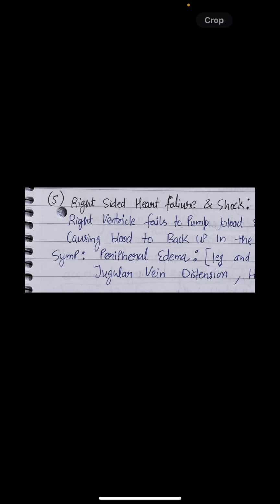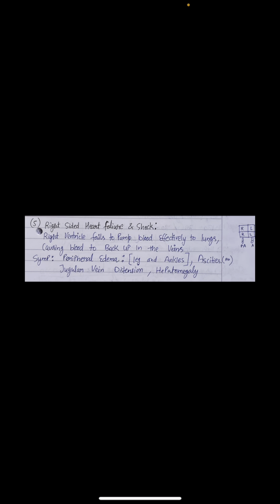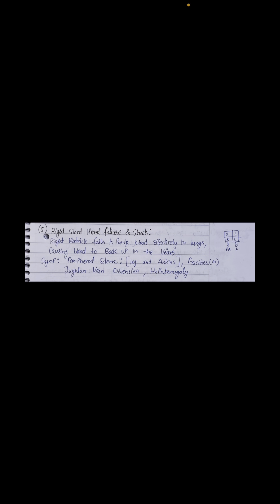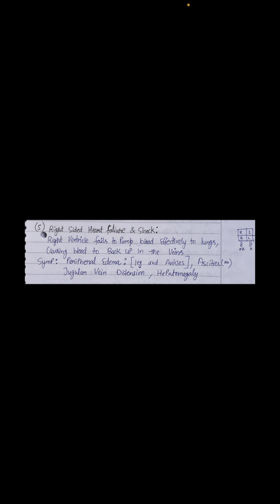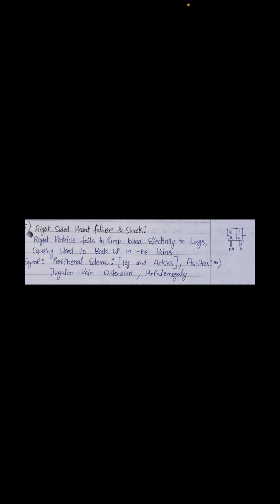So next is right-sided heart failure shock. In this case, the right ventricle fails to pump the blood effectively to the lungs, causing blood to back up in the veins. Symptoms will be like the right heart failure symptoms: peripheral edema, jugular vein distension, or ascites. These are the symptoms of right-sided heart failure or shock.